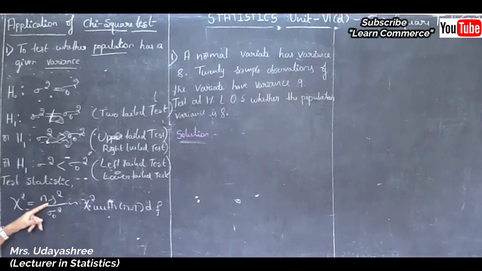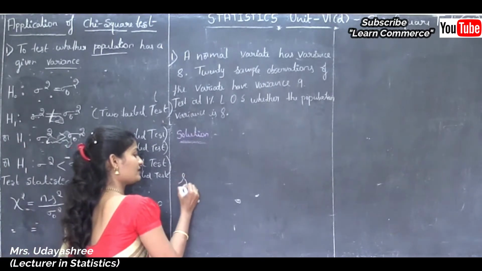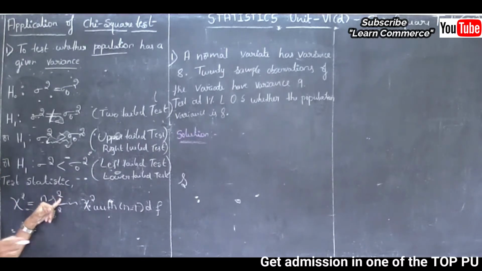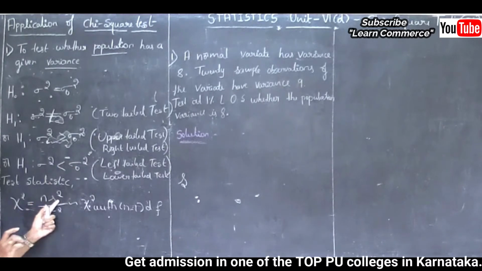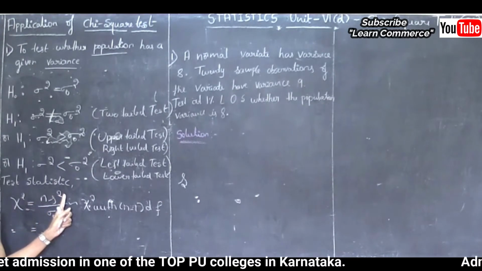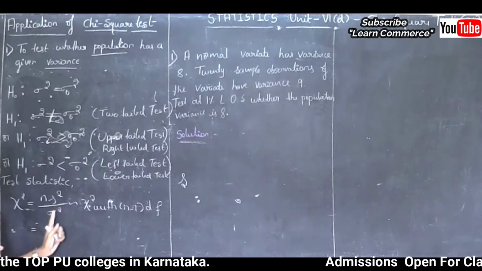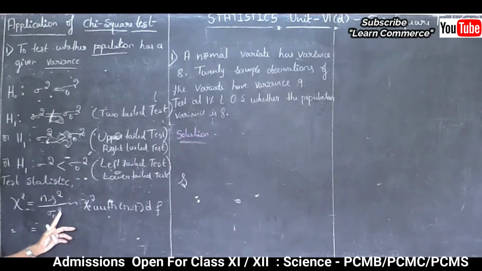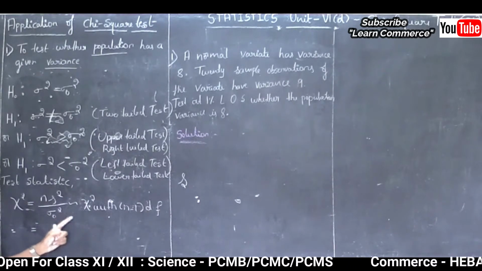Here n means sample size, s square means sample variance, and sigma naught square means variance of the population. We can also write the formula of standard deviation. Here n means sample size, s square means variance. If it is s, that is standard deviation of the sample; here a square is there, so this is variance of the sample. And if it is sigma, then it is standard deviation of the population; here square is there, so this is variance of the population.